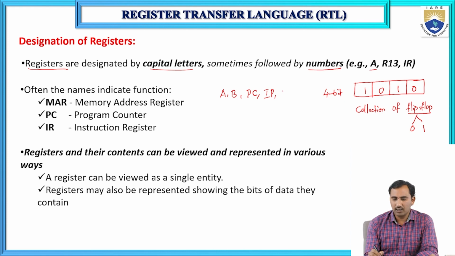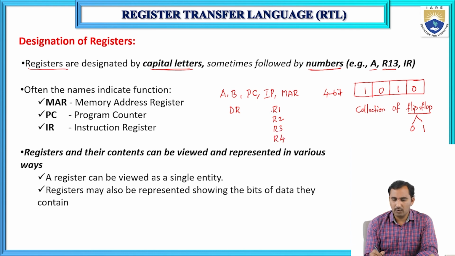Memory address register is represented with MAR. Data register is represented with DR. So like that, all the registers are designated by capital letters and sometimes followed by numbers. So like R13. Suppose I have multiple registers like R1, R2, R3, R4.